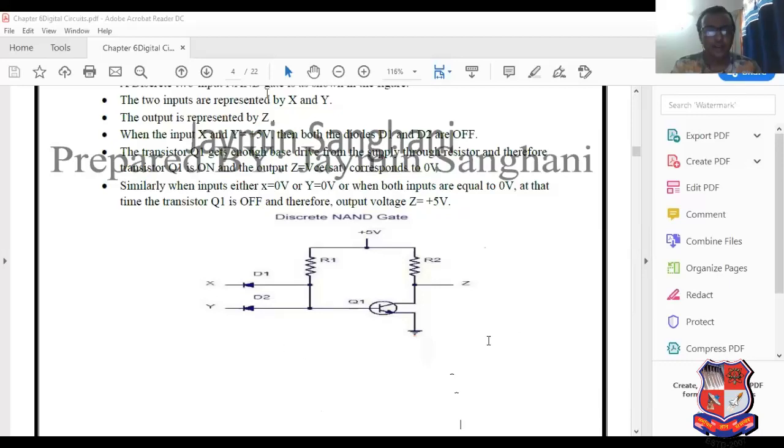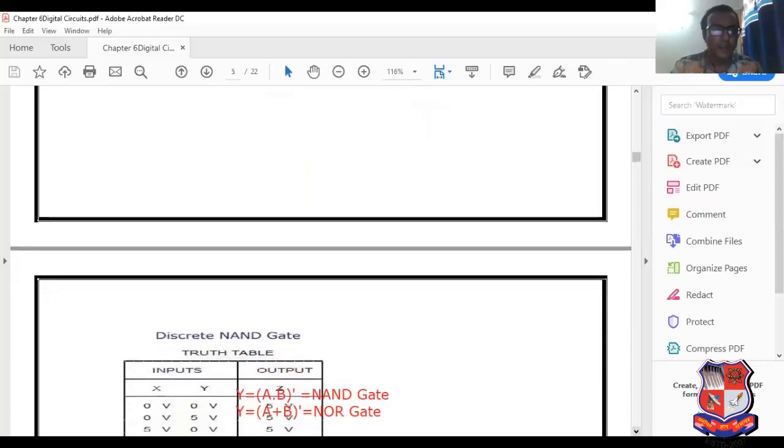What is the equation of NAND gate? Y equals (A dot B) complement. It is the equation of NAND gate. Similarly, for the OR case, I will discuss OR gate in the next topic. Y equals (A plus B) dash. It is known as NOR gate. This is the equation of NAND and NOR gate. Please try to understand this equation. This is the basic equation of NAND and NOR.